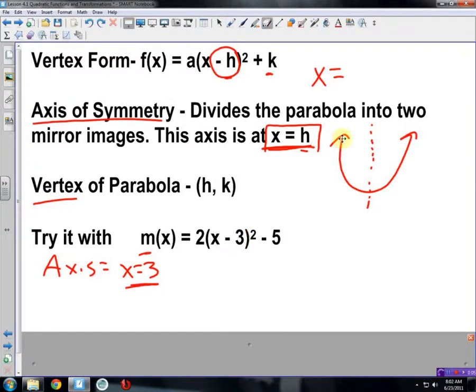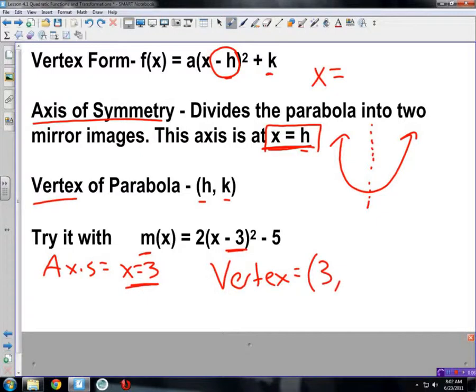All right. And then, so that's the axis. The next thing we want to talk about is the vertex. Well, the vertex is always going to be at (h, k). Now again, it's going to be the opposite of this number in here, which is a negative 3 inside of there, so it's going to be a positive outside. So we have a positive 3.